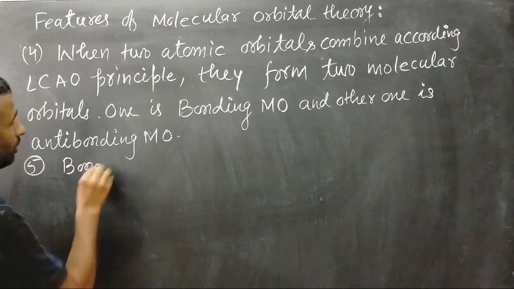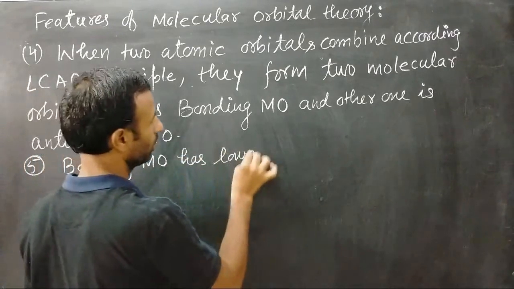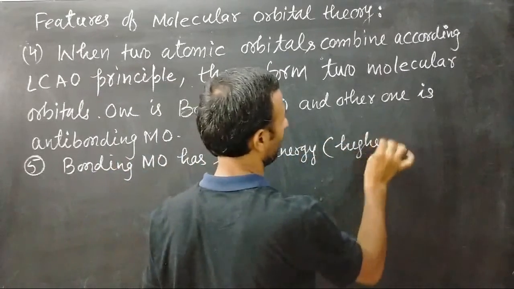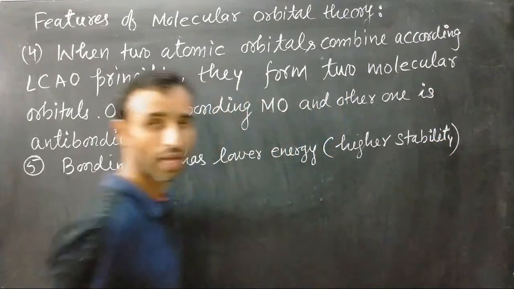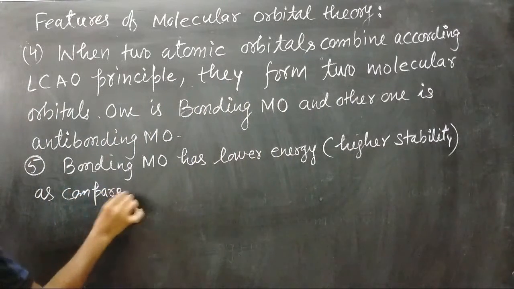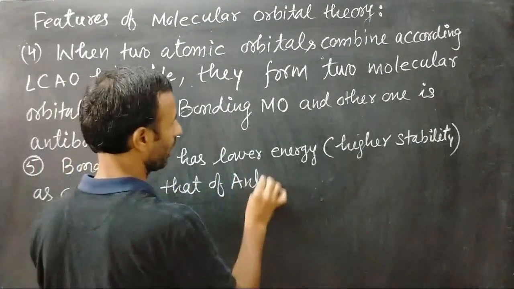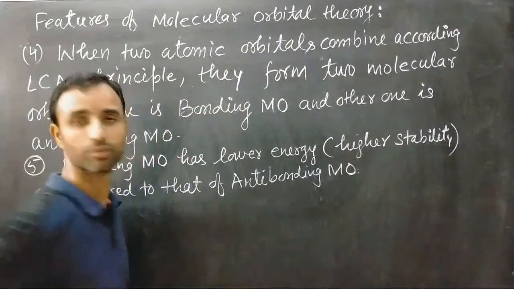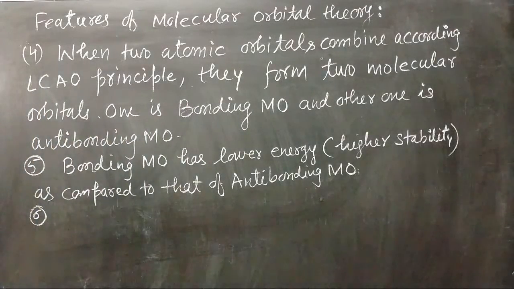So bonding molecular orbital has lower energy, or we can say higher stability as compared to that of anti-bonding molecular orbitals. Okay? This is the fifth postulate.